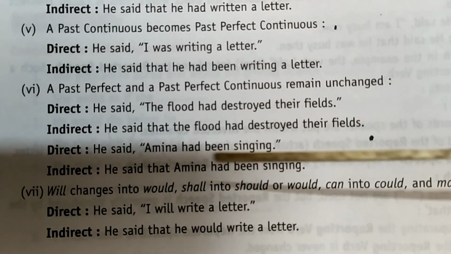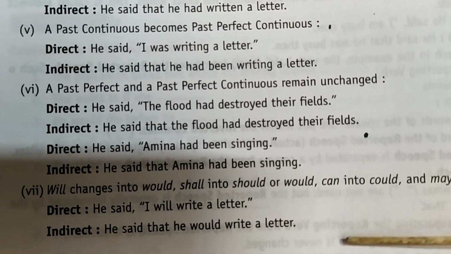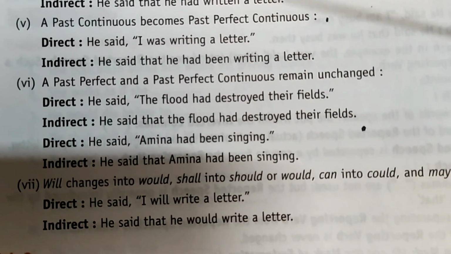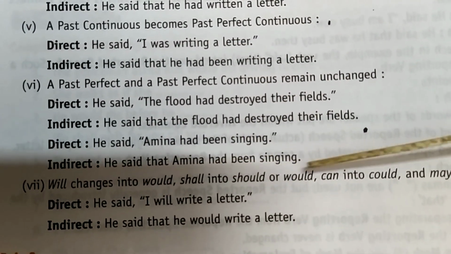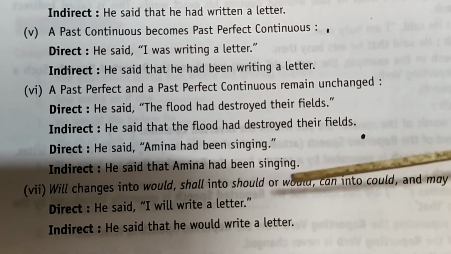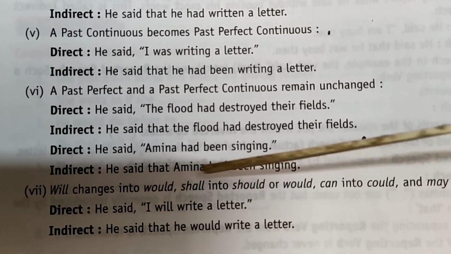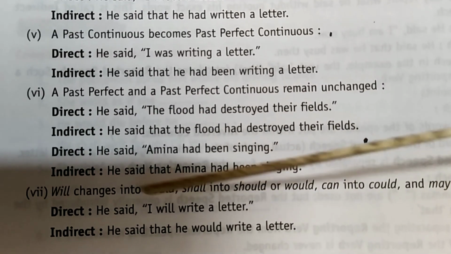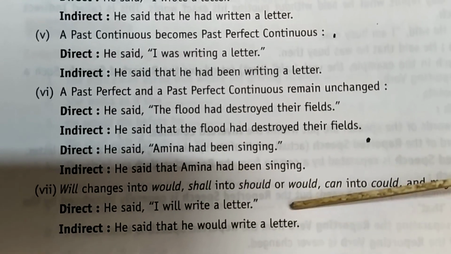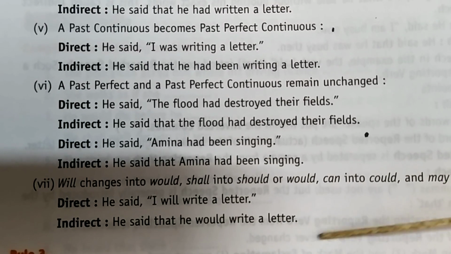Okay. Now will changes into would, shall into should or would, can into could and may into might. So when it is written here shall into should or would, this is written in the context of tense. If this one is used as modal, then only we will make it into should. Like here it is written in the context of a tense. He said I will write a letter. So he said that he would write a letter.